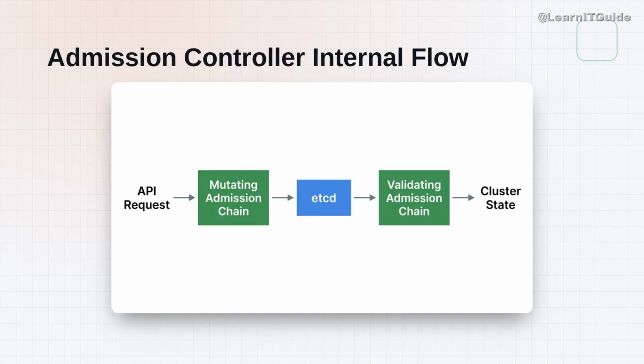Now that we understand the types, let us look at how they work internally. The order is critical. The API server runs all mutating controllers first. This is because the object might change. Once those changes are applied, the server performs a temporary save. Then, it runs the validating controllers. Why do we run validation last? Because we want to validate the final version of the object, including any modifications made by the mutating webhooks. This sequence ensures that you are not bypassing security policies by changing the object after validation.